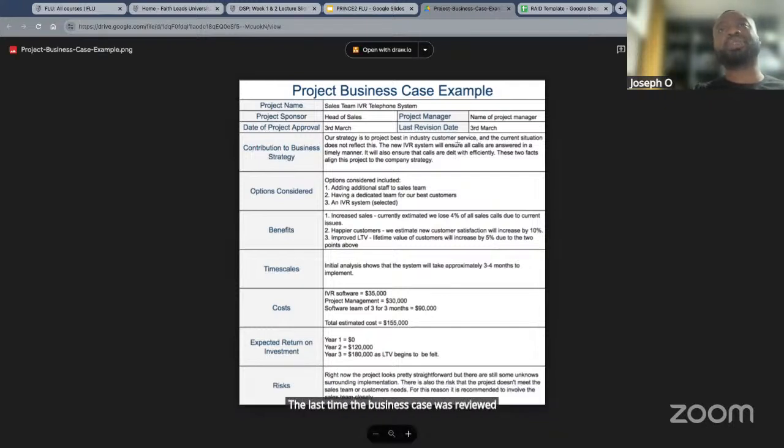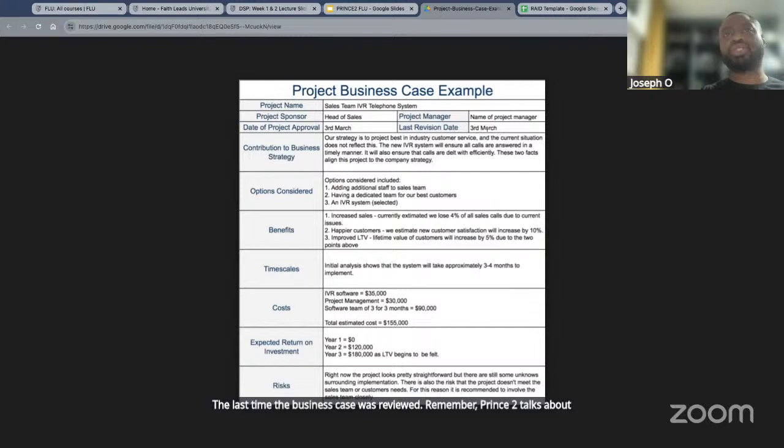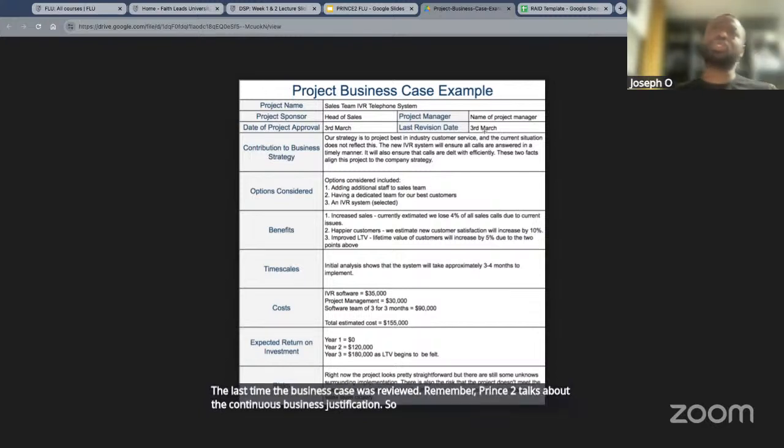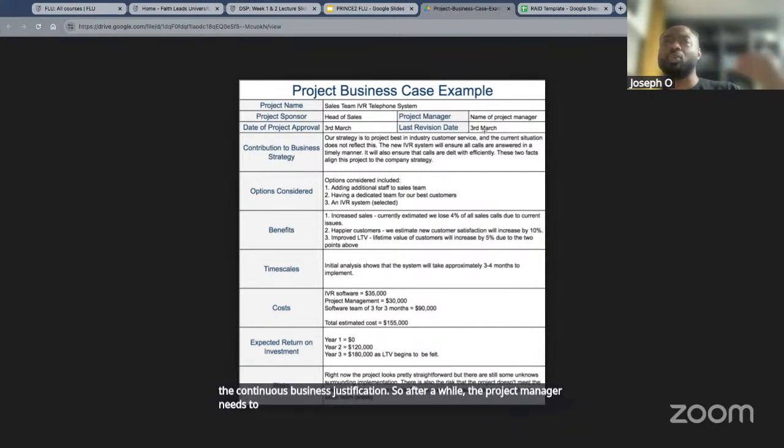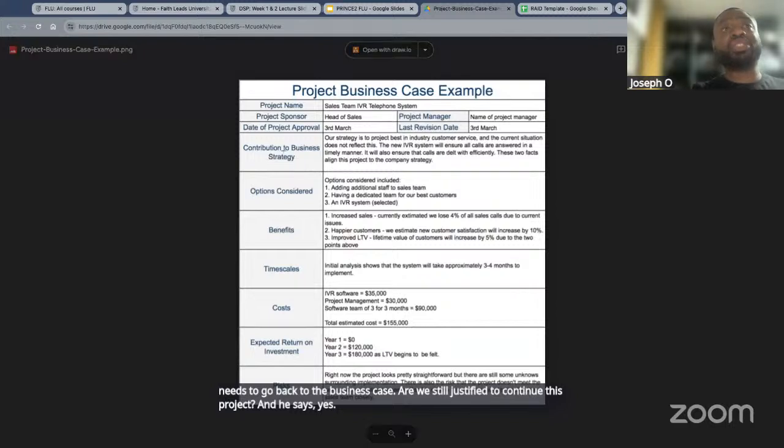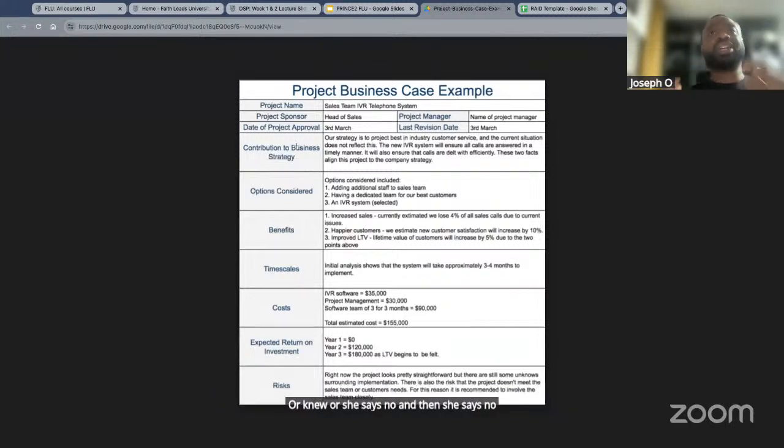Remember, PRINCE2 talks about the continuous business justification. So after a while, the project manager needs to go back to the business case. Are we still justified to continue this project? He or she says yes, or no. And then you start the management actions as to what to do next.